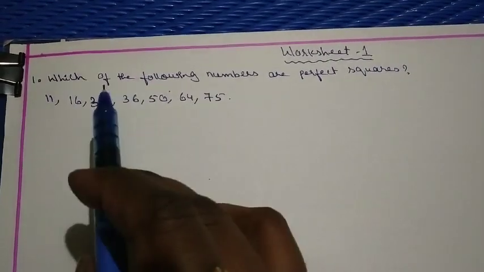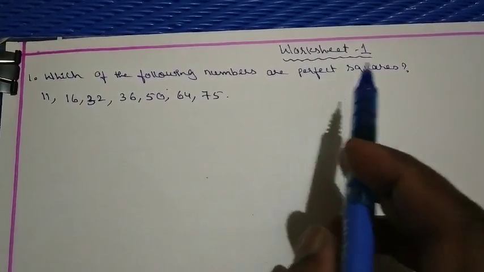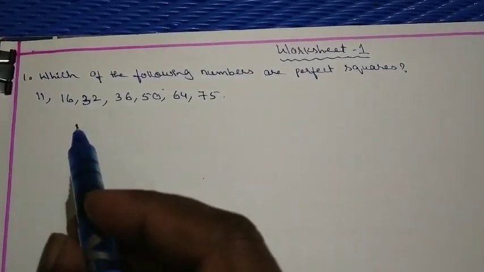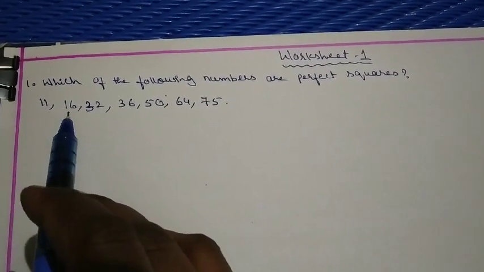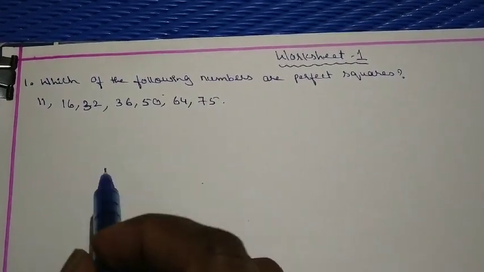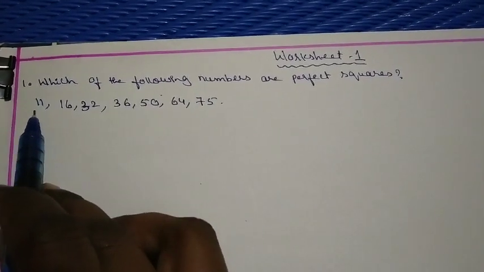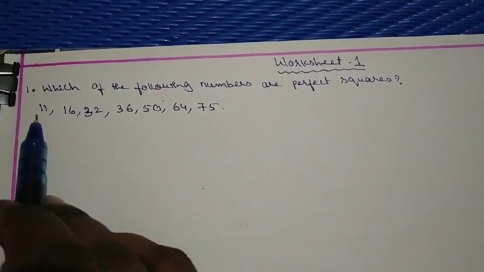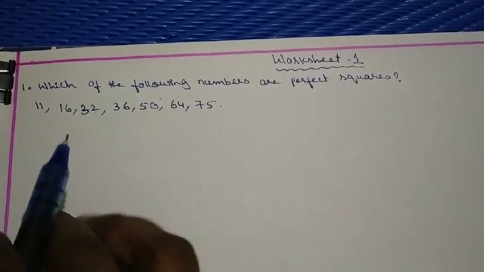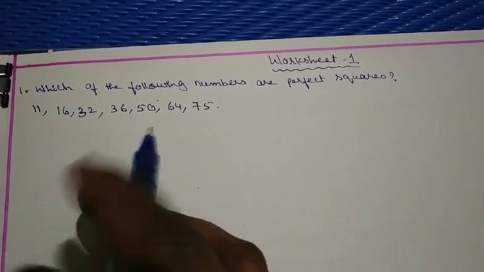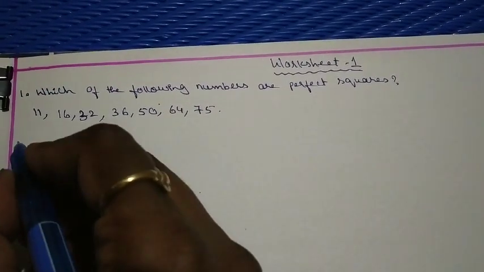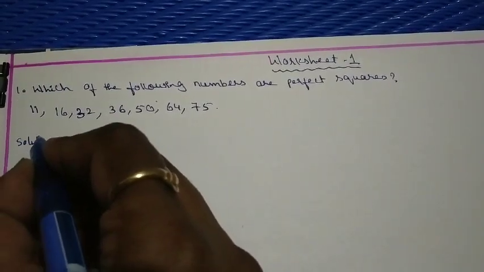Worksheet 1. Which of the following numbers are perfect squares? We need to identify the perfect squares in the given numbers: 11, 16, 32, 36, 50, 64 and 75. 11 is a non-perfect square because it lies between 3 square and 4 square. We know that 3 square is 9 and 4 square is 16, so 11 is not a perfect square. Yes, 16 is a perfect square.